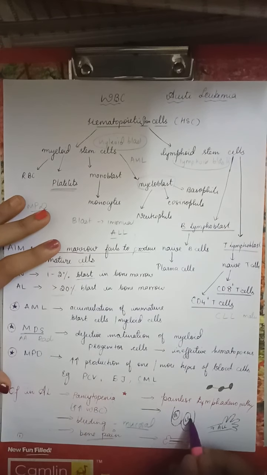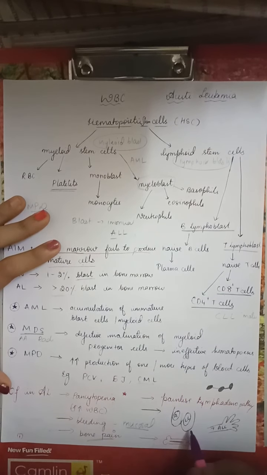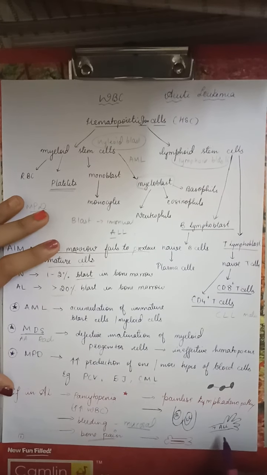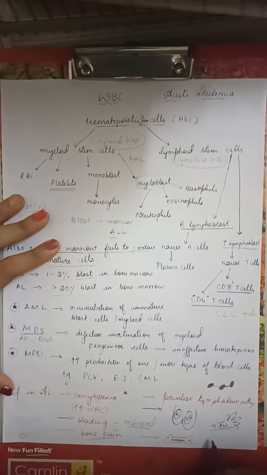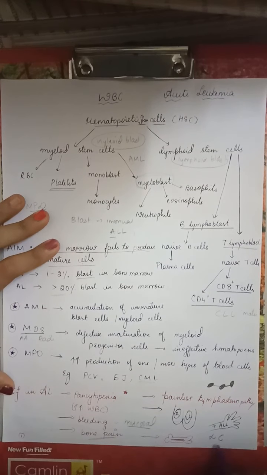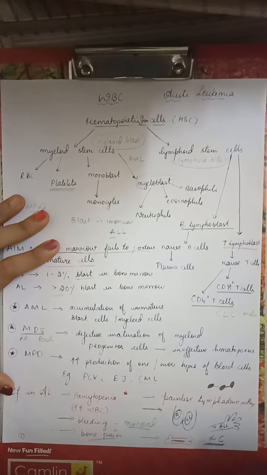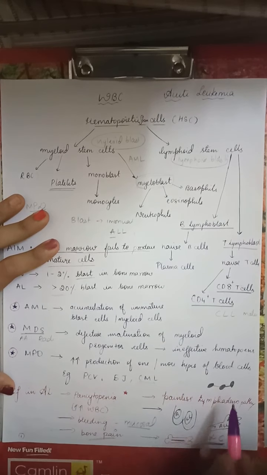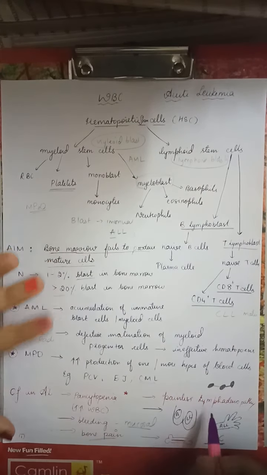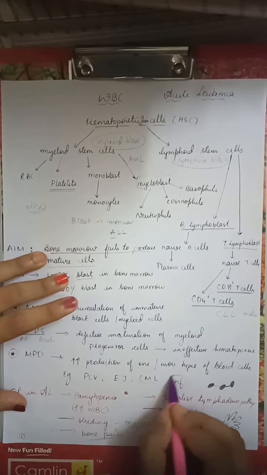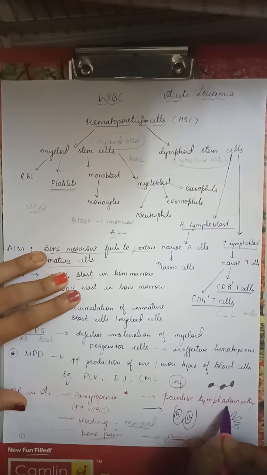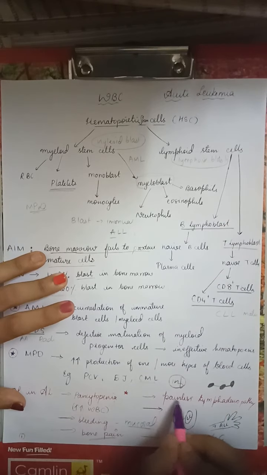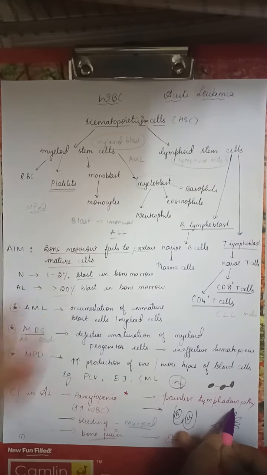And in ALL, we can see that these cells go and sit in the testicles. Similarly, they go and sit in our skin, and this condition is called leukemia cutis. It is important. And remember, they will also go and sit in our lymph nodes, and it causes painless lymphadenopathy. It is important to remember that if there is any infection, we will have painful lymphadenopathy, but in cancer, we will have painless lymphadenopathy.